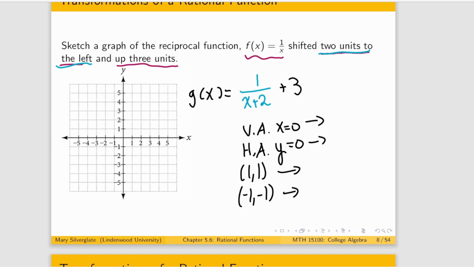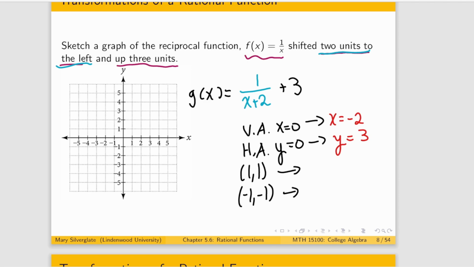Whenever we're moving left 2, x equals 0 will move to the line x equals negative 2. If we move that same vertical asymptote up 3, that doesn't do anything because you're talking about an infinitely vertical line going up a little bit more. It doesn't do anything in the grand scheme of things. Similarly, for y equals 0, moving left 2 doesn't do anything, but moving up 3 will move it up to y equals 3.